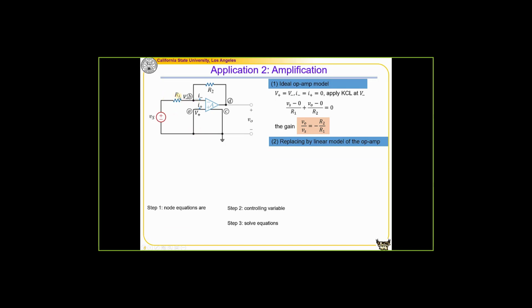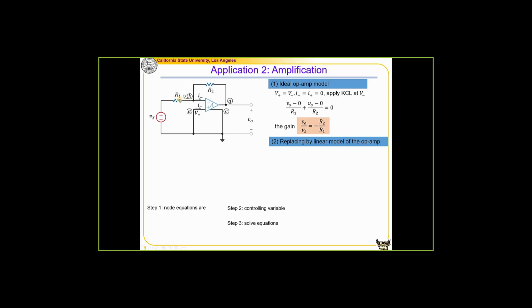This is Vs minus V minus divided by R1, plus the current that goes into this node from this branch. This node has a nodal voltage of VO and this node a nodal voltage of V minus. So VO minus V minus divided by R2, that is equal to 0. So this is the equation that we have. And from this equation, we will be able to find the gain. VO over Vs, that is equal to negative R2 over R1.